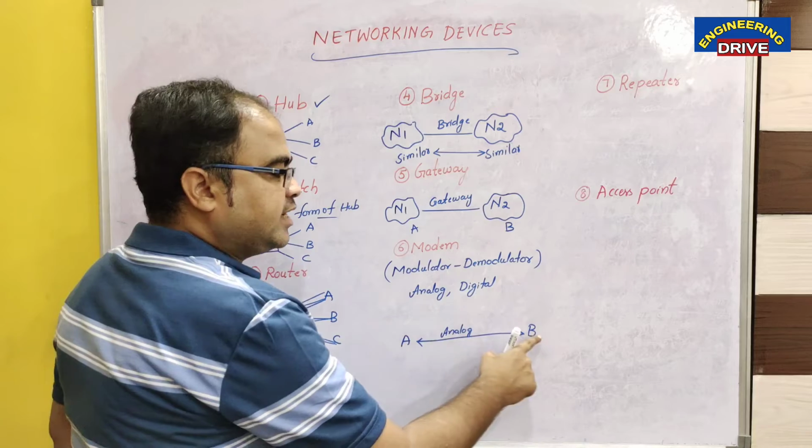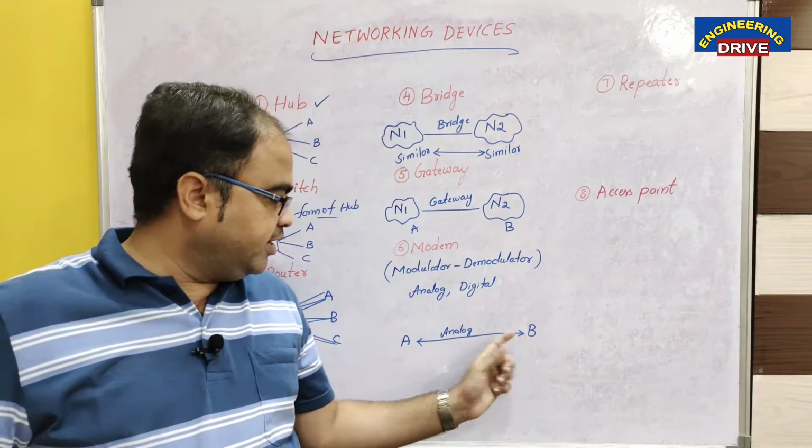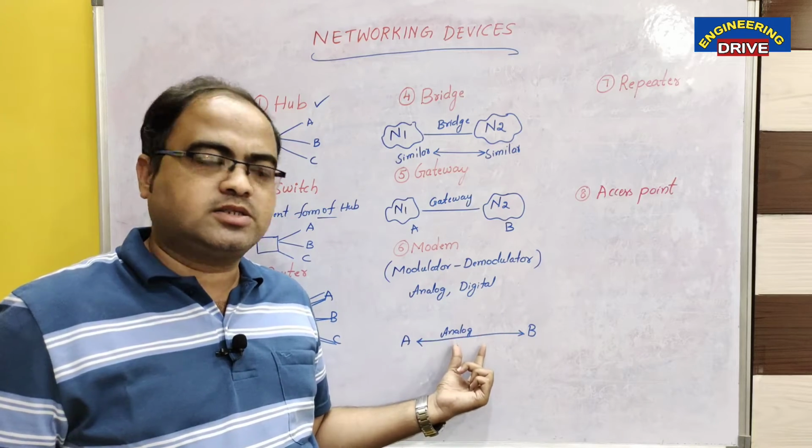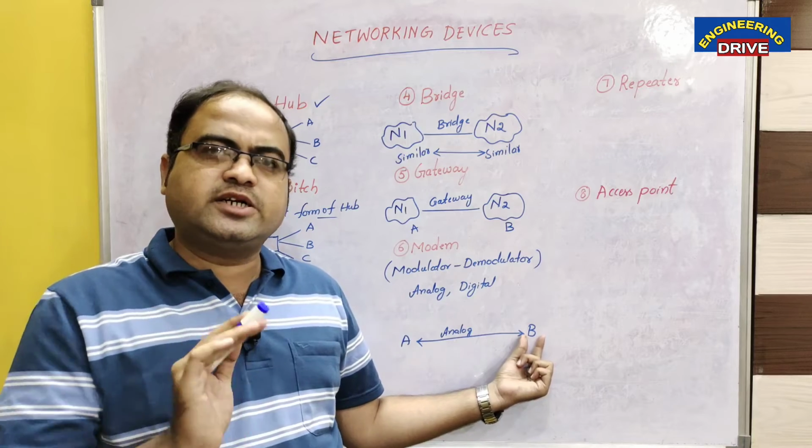But device A is a computer, device B is a computer. Both are electronic devices. These electronic devices, they can't understand analog signals. These electronic devices, they can understand only digital signals, only digital format.